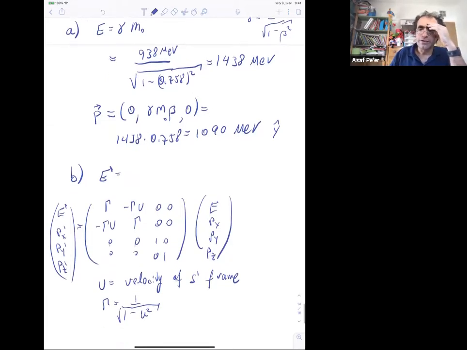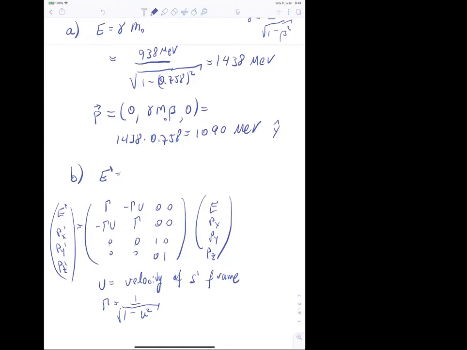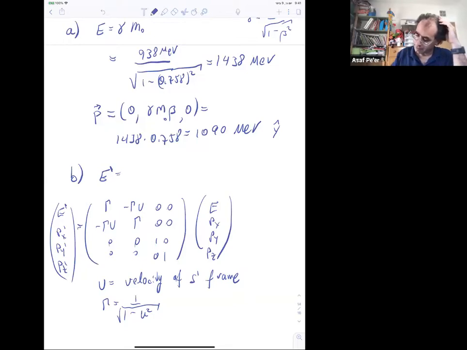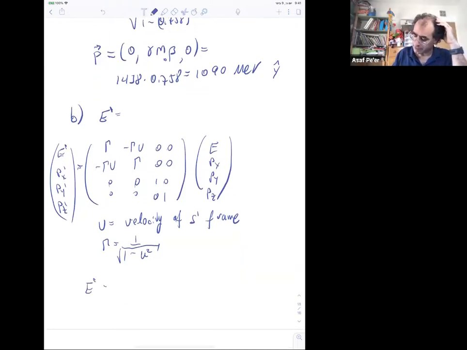So what is E prime? What is the energy? Gamma E. Well, yeah, so let's write it down here. E prime is just Gamma times E minus U Px, right? This is the formula that you get. You're just multiplying a matrix and a vector, this is what you get.